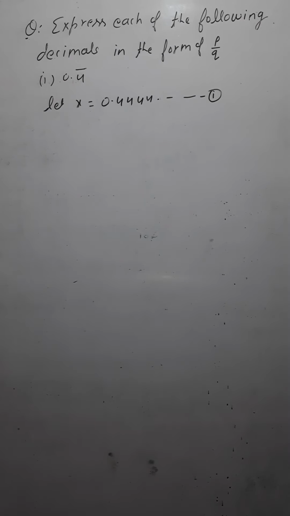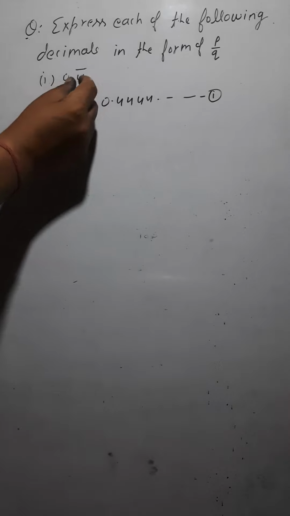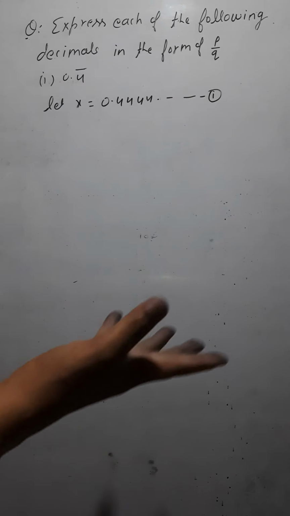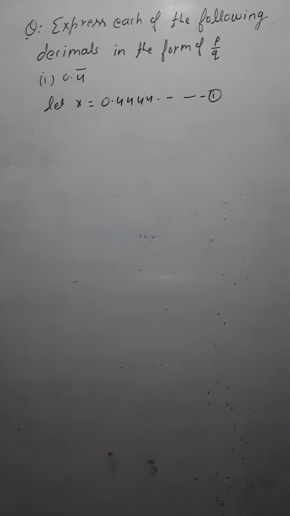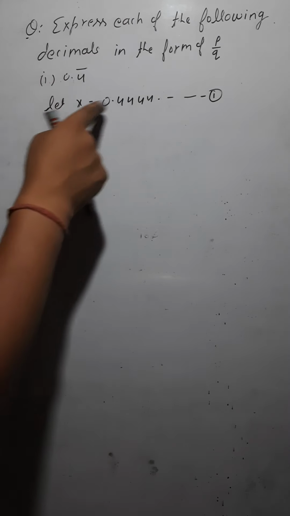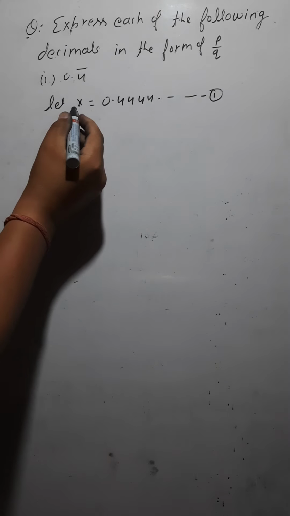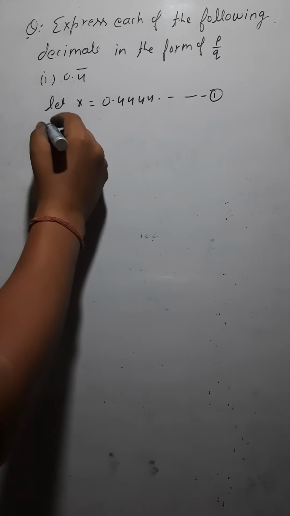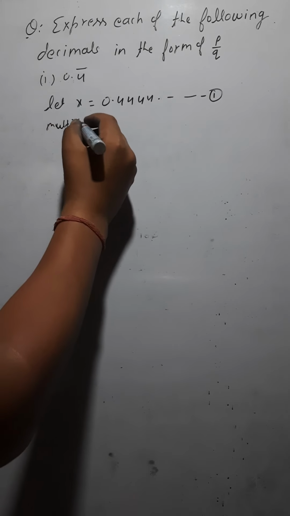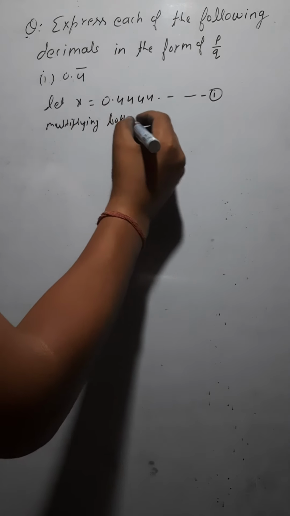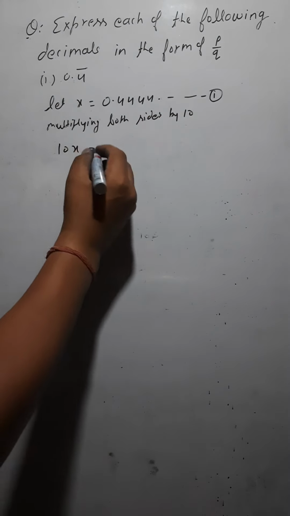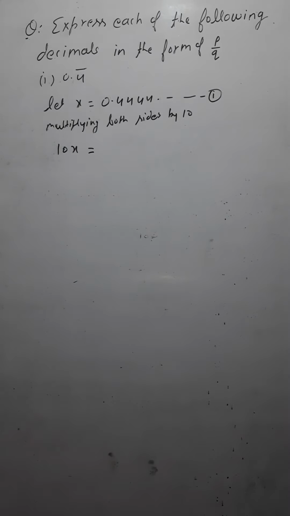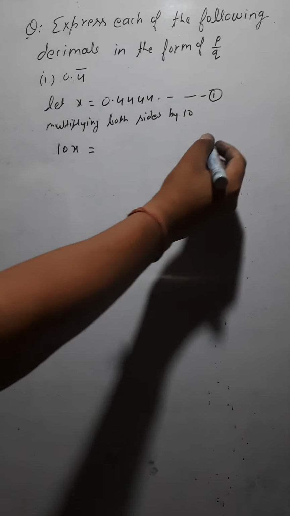So if there is one digit, you multiply both sides by 10. If there are two digits, multiply both sides by 100. If there are three digits, multiply both sides by 1000. Isn't it? So in this case, I would multiply both sides by 10. If I multiply by 10, I would get 10x. And here, 4 would come, because 10 has 1 and 0.